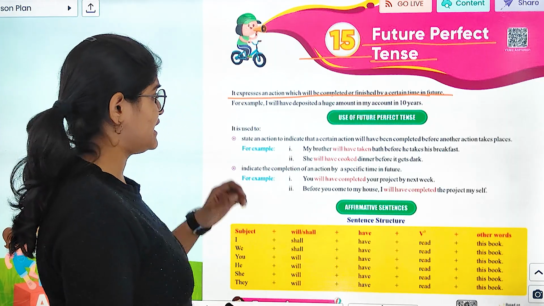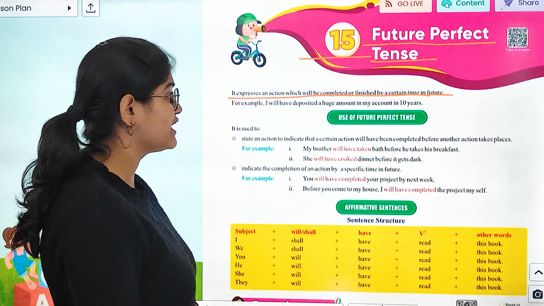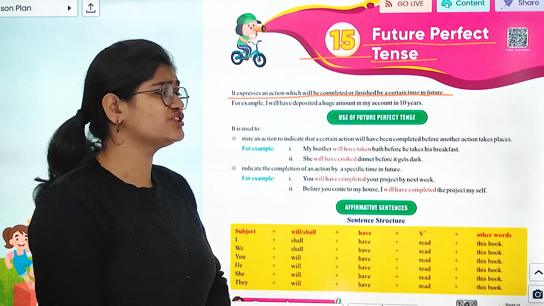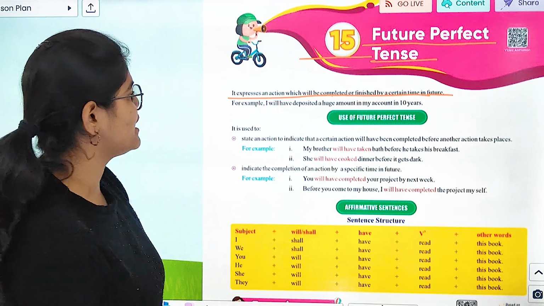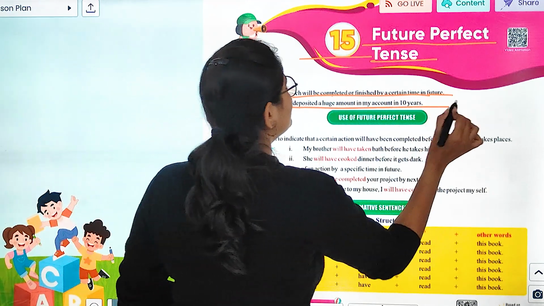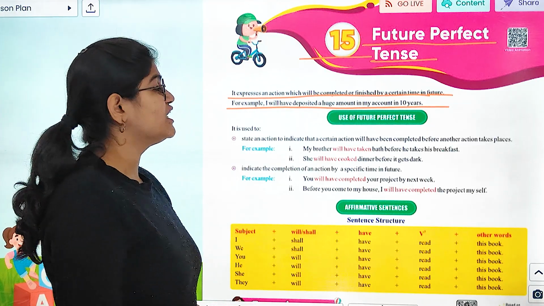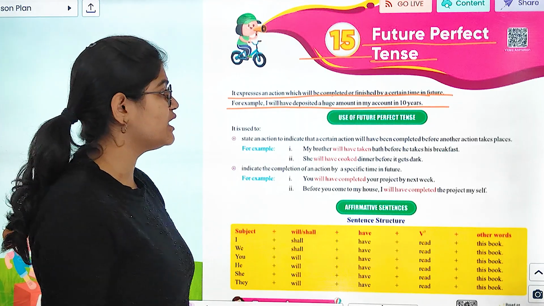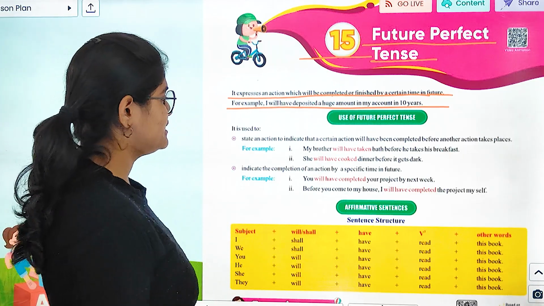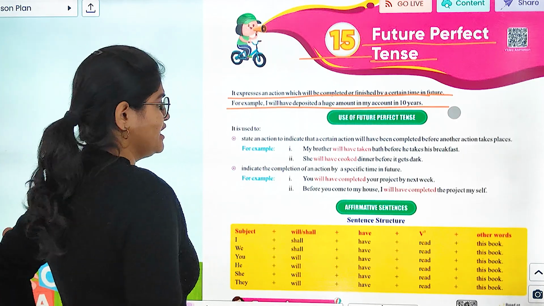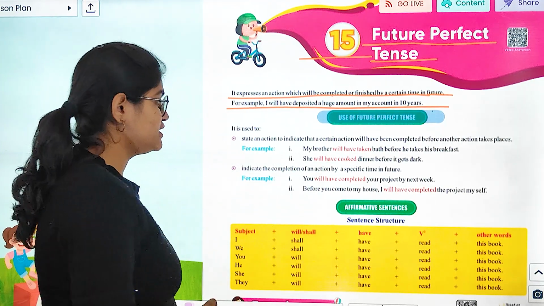तो ये एक ऐसे एक्शन को एक्सप्रेस करता है जो कंप्लीट किया जाएगा या फिर फिनिश किया जाएगा एक सर्टेन टाइम पर फ्यूचर में, राइट? फॉर एग्जाम्पल, I will have deposited a huge amount in my account in 10 years, right? Now, the next thing, we have the use of future perfect tense.